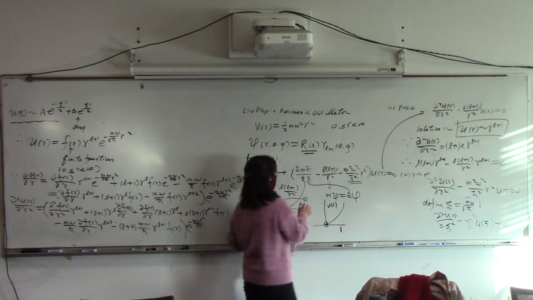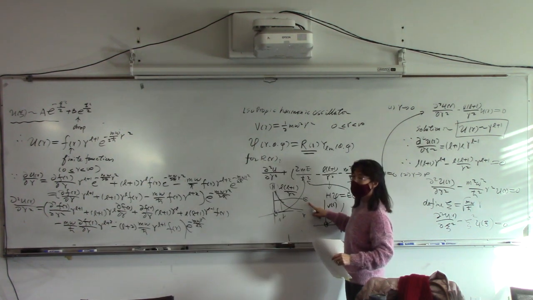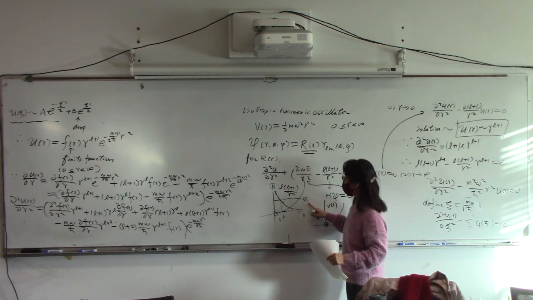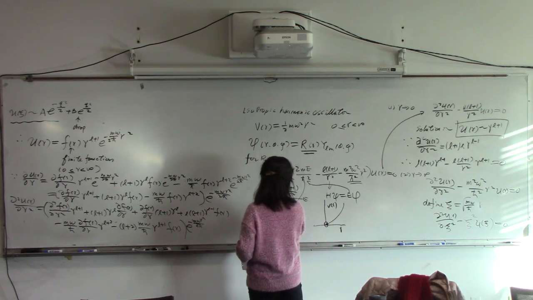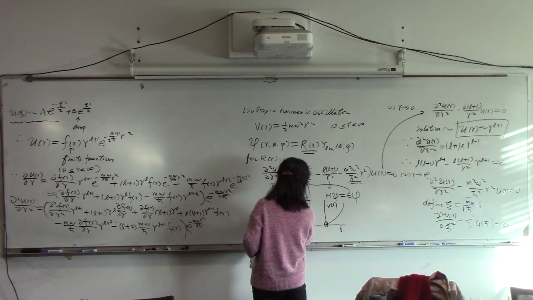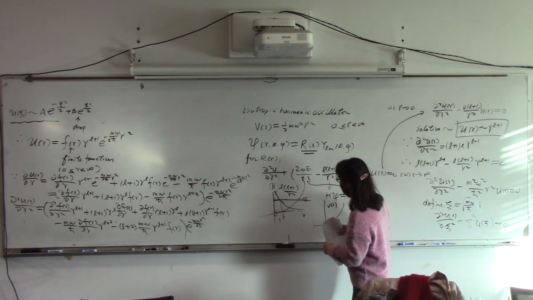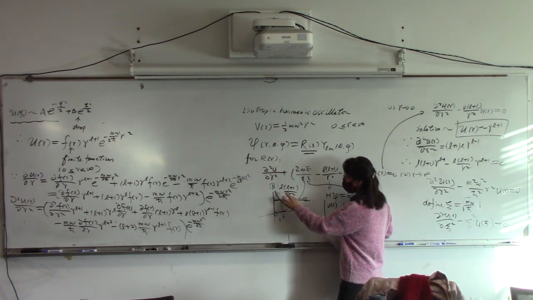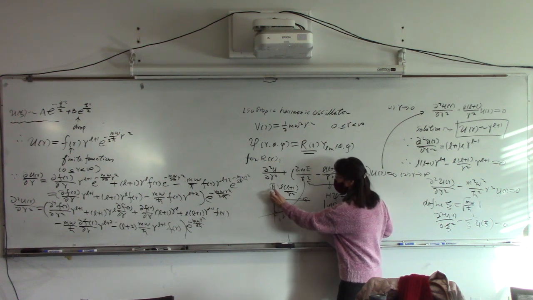Because this is a constant, it corresponds to this one, and it does not depend on r. So if the particle is very close here, you will see we have 3 contributions here. Which one dominates?